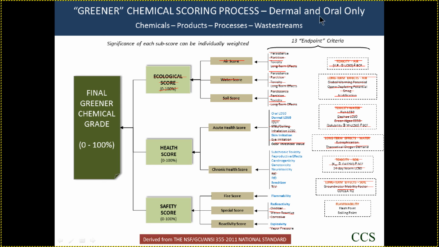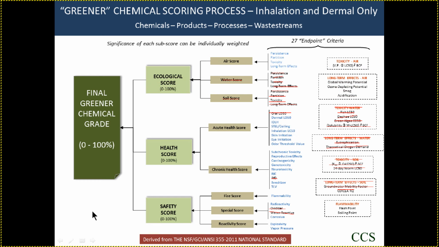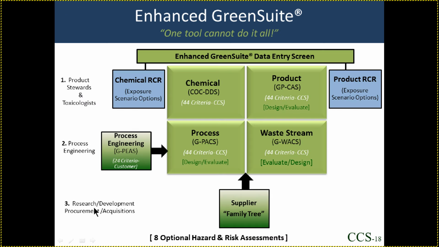There is a dermal and oral group, so that you can have it on your skin and in such a way that you might consume it or ingest it. And in that particular case, there are 13 of these endpoints that merge to give us the overall scores moving from right to left. And then finally, for inhalation and dermal together, there are 27 of the 44 endpoints that are used to merge from right to left. So we can do an overall chemical or product or waste stream manufacturing process assessment for any specific route of exposure or for all of the exposures combined.